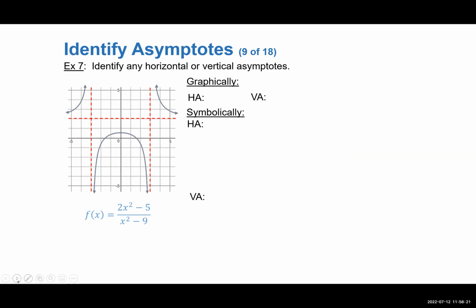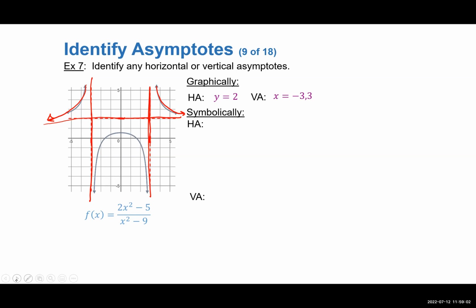Let's do it again. Visually, it looks like horizontally, this line right here of y equals 2, these functions come really close to it, kind of like an electric fence, but they will never touch it. Vertically, they come really close to this line of x equals 3 and x equals -3, but they don't touch it. So graphically, I can see horizontal asymptote at y equals 2. Vertical asymptote at -3 and +3.